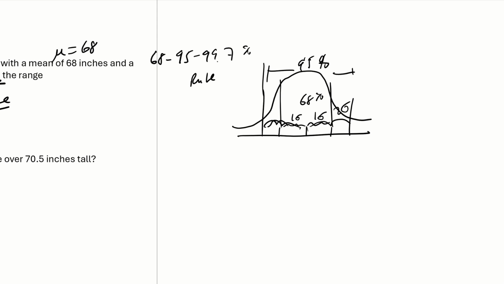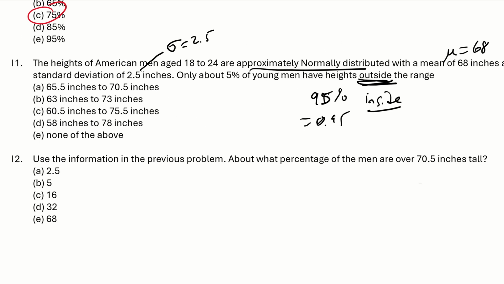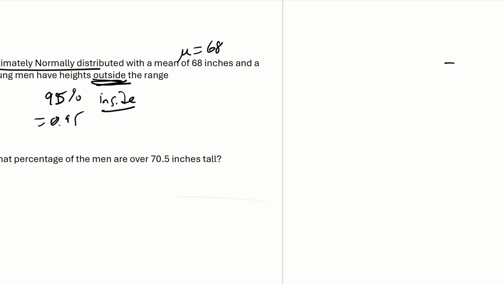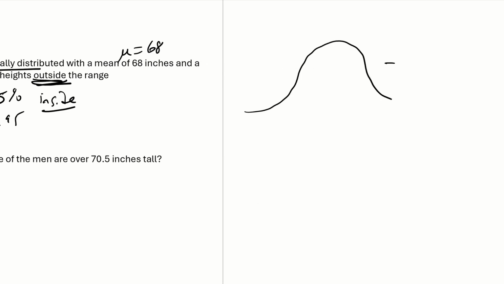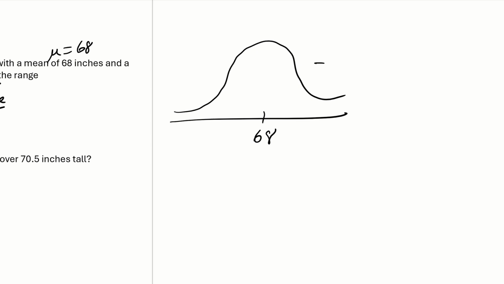So in other words, I'm going to redraw this and ask, how many are 2 standard deviations away? Here it says the mean is 68, so we're going to draw a normal distribution with the mean 68 in the middle, and the standard deviation is 2.5. So we add 2.5 and subtract it. Adding it to the right side, that's 70.5. 68 minus 2.5 is 65.5.